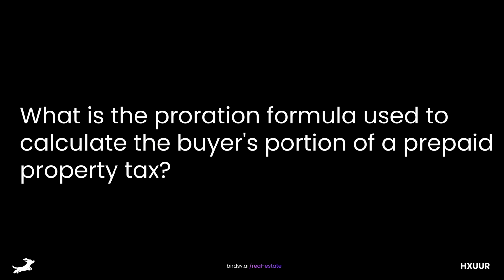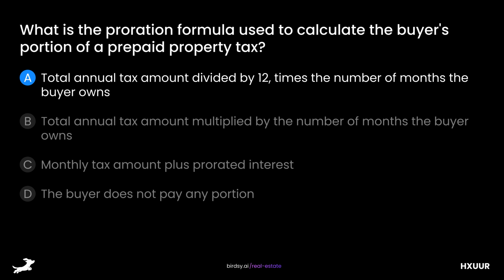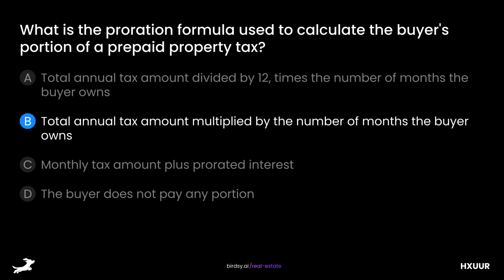What is the proration formula used to calculate the buyer's portion of a prepaid property tax? Is it A. Total annual tax amount divided by 12 times the number of months the buyer owns, B. Total annual tax amount multiplied by the number of months the buyer owns, C. Monthly tax amount plus prorated interest, or D. The buyer does not pay any portion?